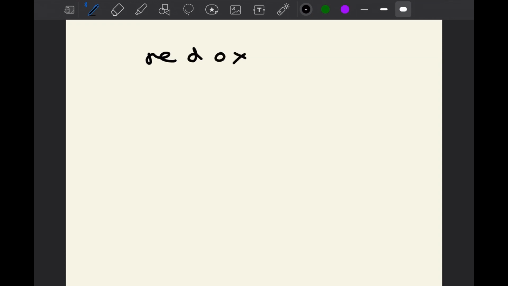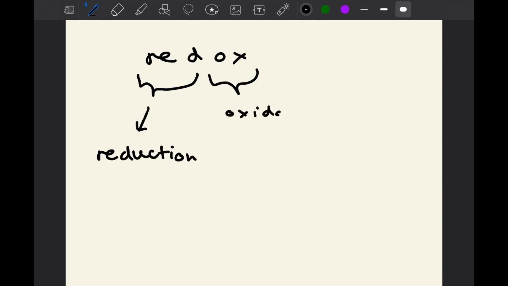If we look at the word redox, we can separate it into two different parts, the red and the ox. The red refers to reduction, and the ox refers to oxidation. And what this means is that in a redox reaction, both oxidation and reduction take place at the same time. So timing is important. One can't happen without the other.